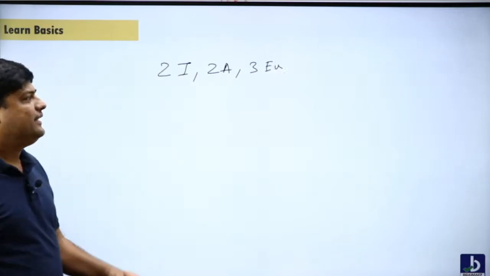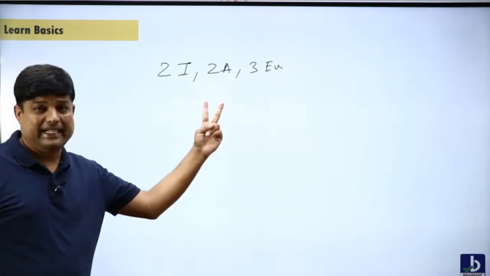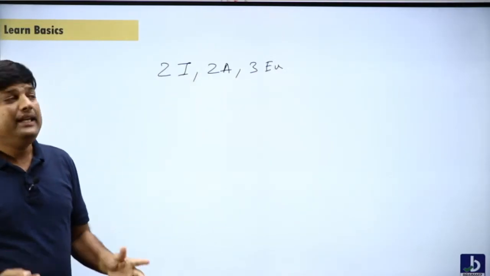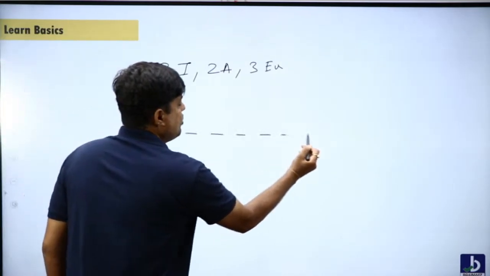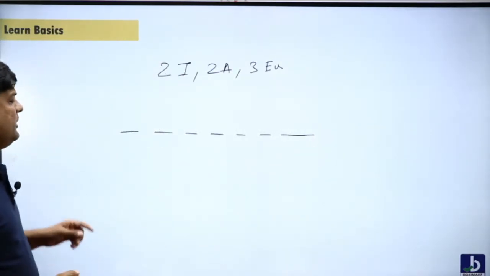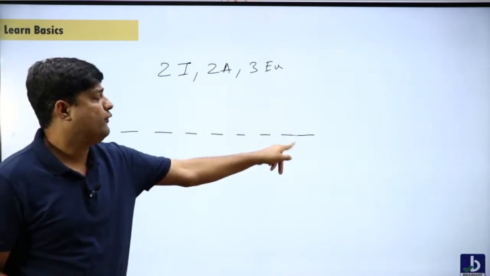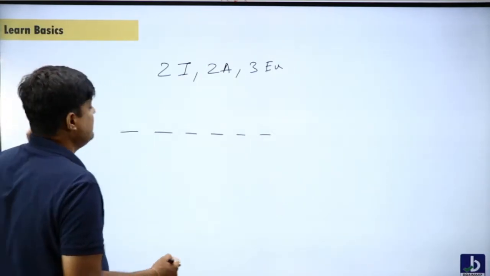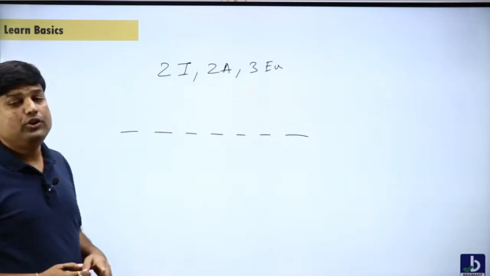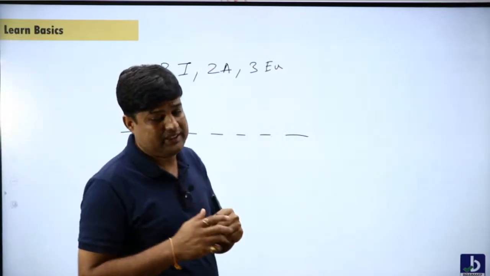Let's just say that there are 2 Indian scientists, 2 American scientists, and 3 European scientists. In how many ways can we arrange them in a row for a photograph? Are you understanding, everybody? For example, very simple. This kind of question can come to you.